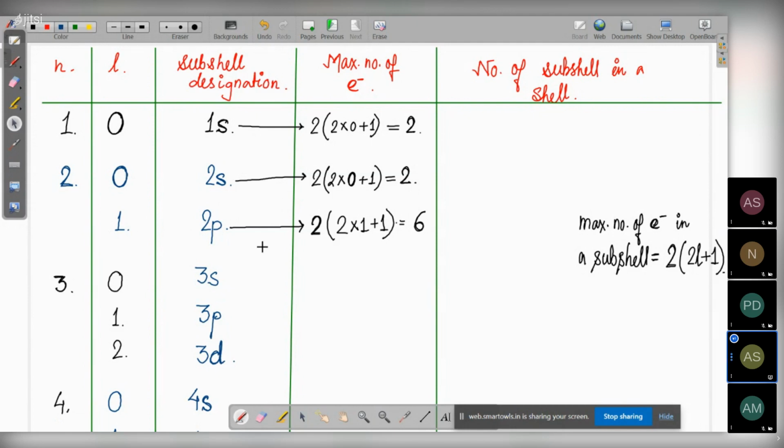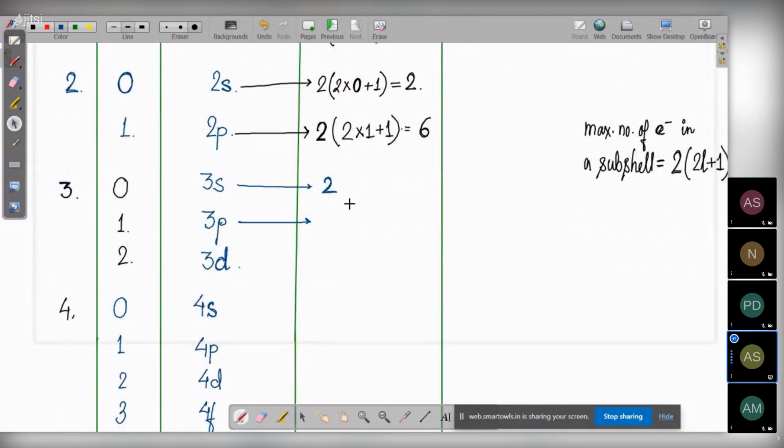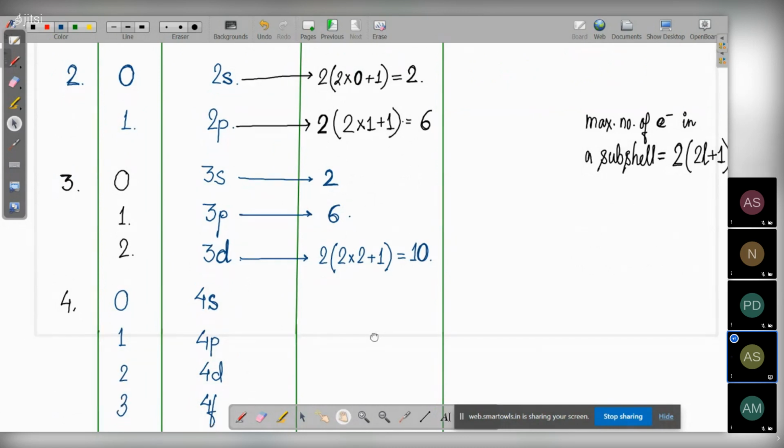So now 3s we have already done. So 3s, how many electrons will be there? As it is an s subshell, that means here the maximum electrons can be 2 only. So for 3p, again here the value of L is 1. So 2 into (2 into 1 plus 1), similar calculation, we will get that in the 3p subshell also the maximum number of electrons is 6. What about this 3d? The 3d, you see, 2 into (2 into 2 plus 1), that is equal to 10. So this 3d subshell can have a maximum number of 10 electrons.